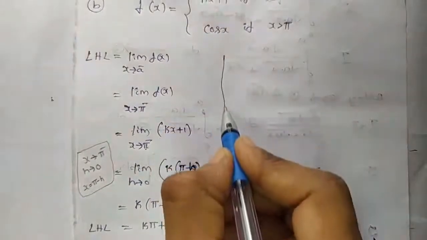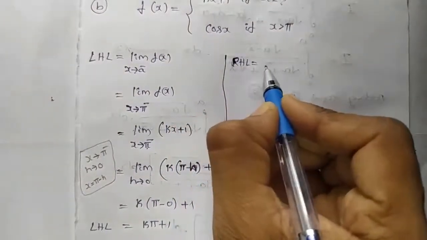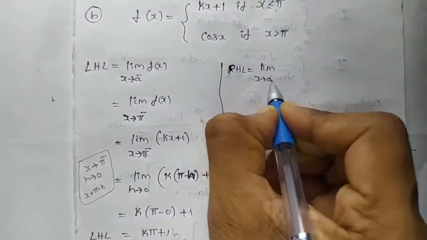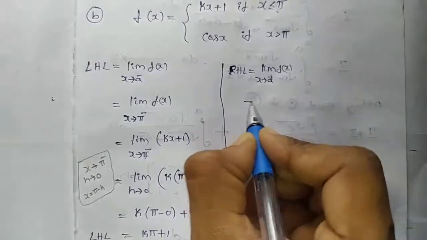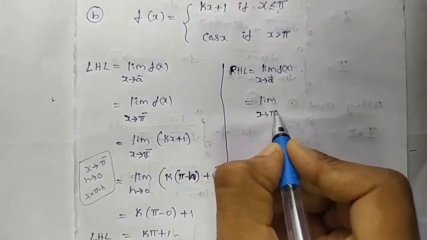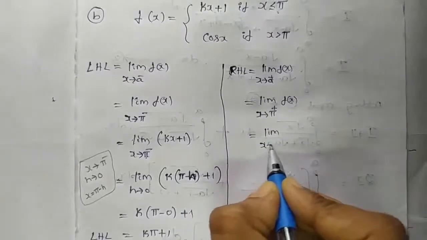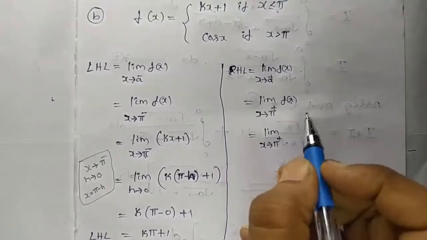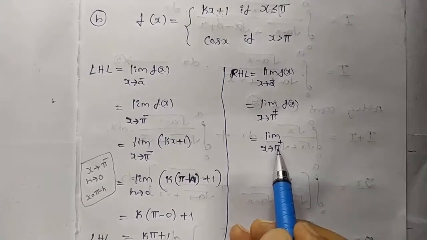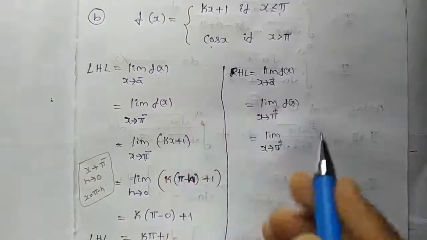Similarly, find out right hand limit. Right hand limit equals limit x tends to a plus f of x, that is equals to limit x tends to a plus, which is pi plus f of x, that is equals to limit x tends to pi plus f of x. F of x means what? Pi plus, where it will come, pi plus more than pi, it satisfies in this case, which is cos x.